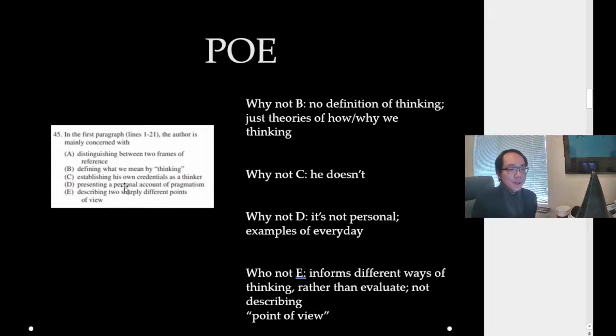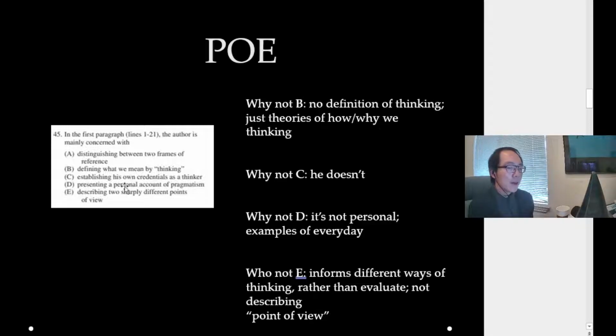So with process of elimination, we're going over 45 as well. In the first paragraph, lines 1 through 21, the author is mainly concerned with... And so we're going to think about, okay, what is the author concerned with? What is the author largely dealing with as the main focus, right? So the answer is A for this one. That means B through E are not the right answers there.